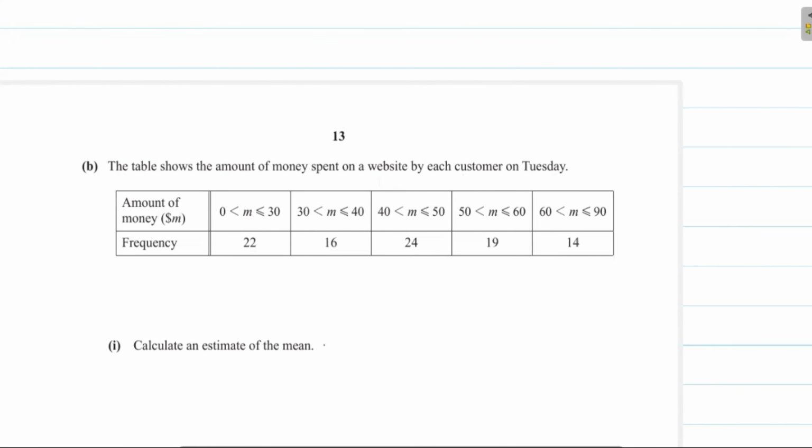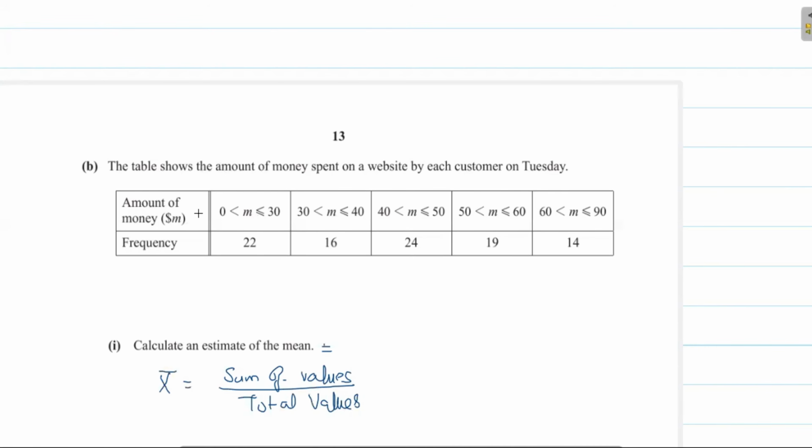Part B. The table shows the amount of money spent on the website by each customer on Thursday. Estimate the mean. The mean is equal to the sum of values divided by the total number of values.